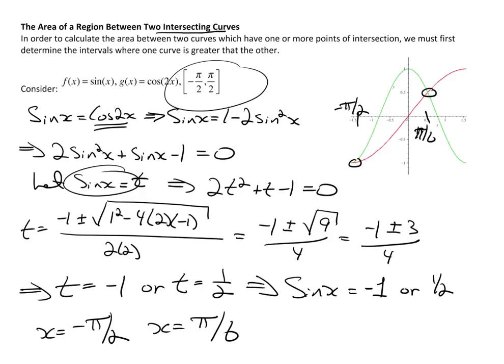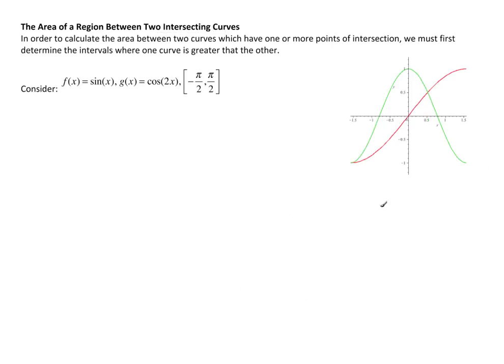Okay, so with that, I can go ahead and do this integral. So I'm going to take the integral from negative pi over 2 to pi over 6. And which one's bigger? Well, if I take a look at this at 0, cosine of 2 times 0 is cosine of 0. That's 1. That means I'm right here. Sine of 0 is 0, so cosine is definitely bigger. So I'm going to take cosine of 2x minus sine of x dx. That will give me this area right here.